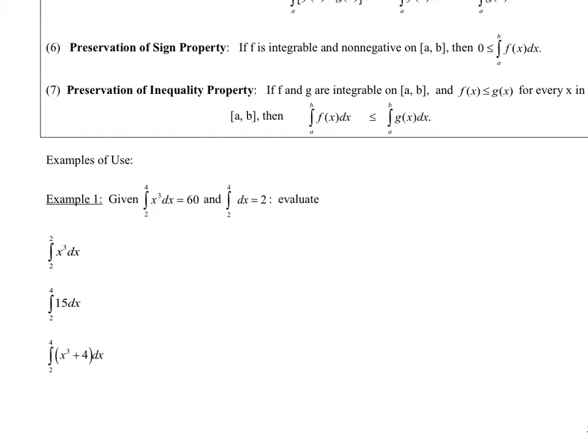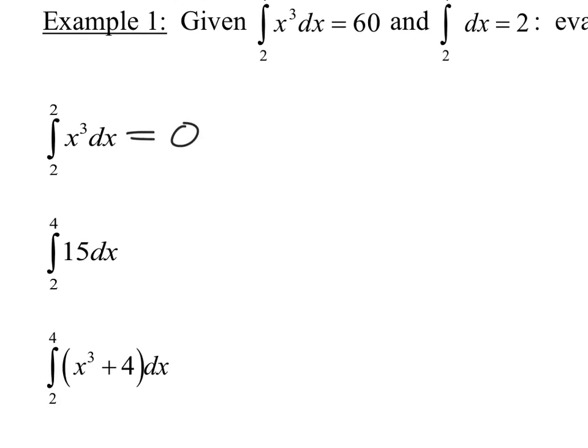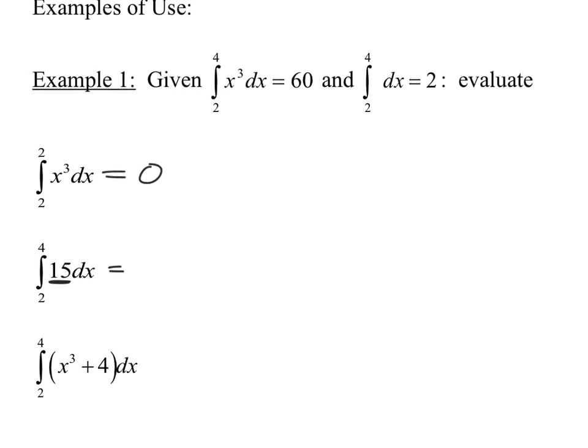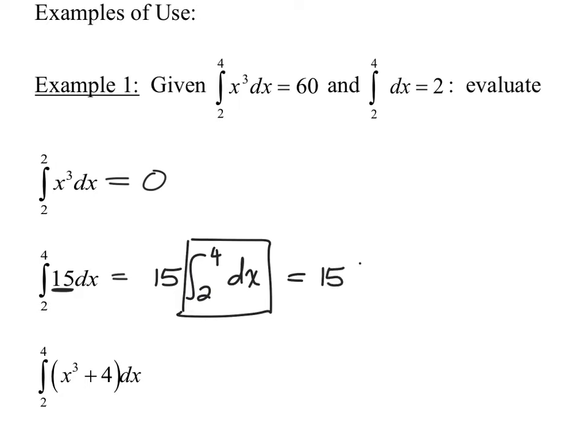Like the first one, right off the bat, we know that this one's equal to what? 0. Now, in this one, we have a constant multiple, so I could pull that out. So this would be 15 times the integral from 2 to 4 of 1 dx, but I'm just going to write dx so that it coincides with the information that was given. So 15 times 2, which would be 30.